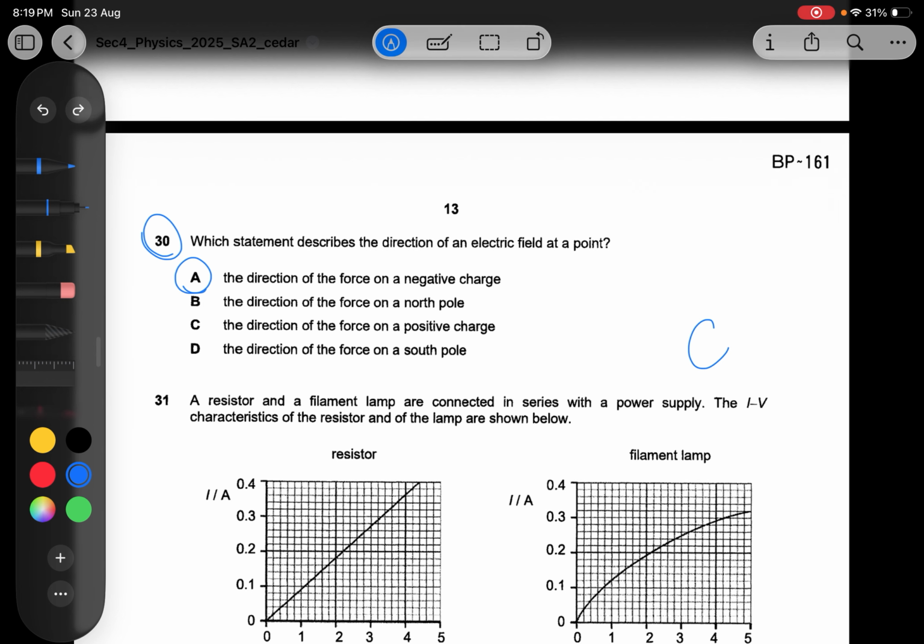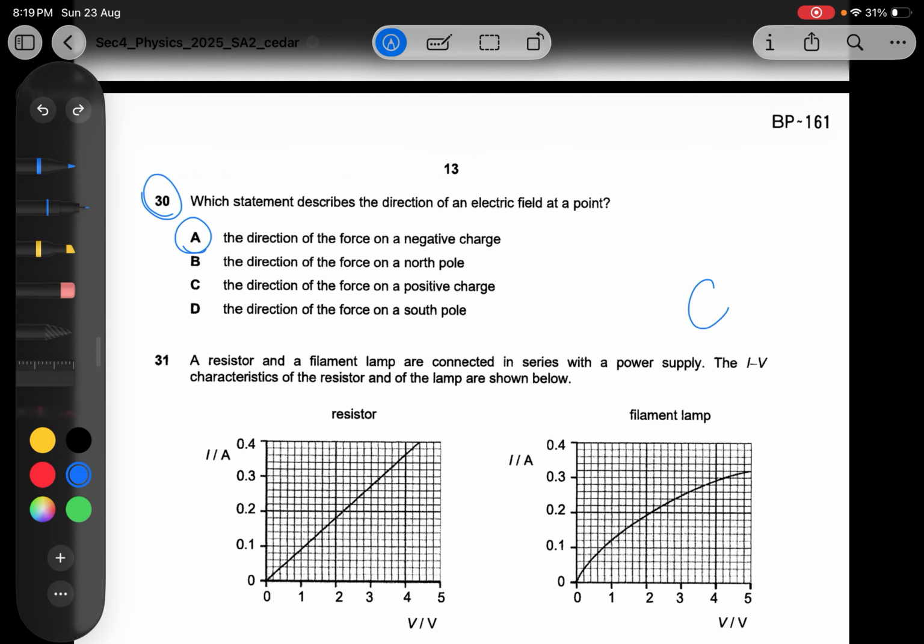Question 30 is a definition question. The electric field at that point just means the direction of force on a negative charge. Remember, electric fields are electrons. I'm not going to go through this.